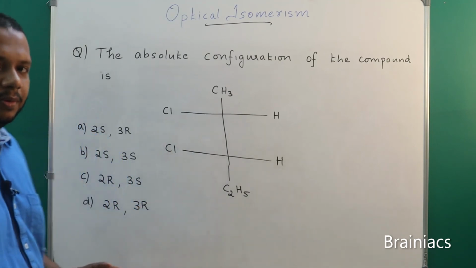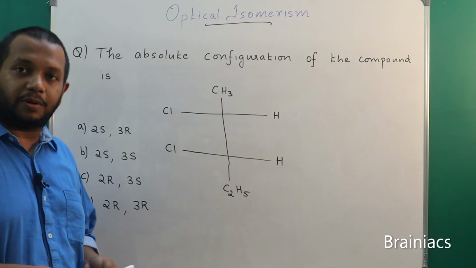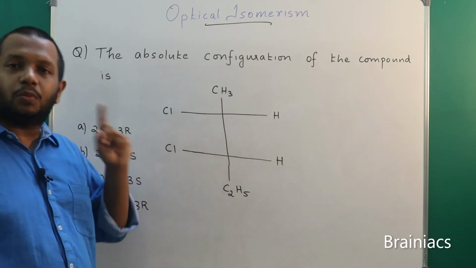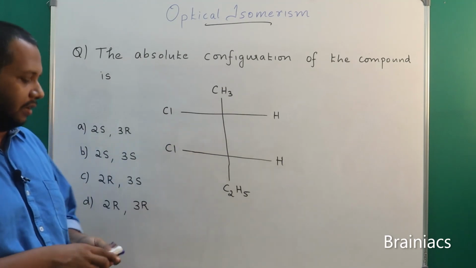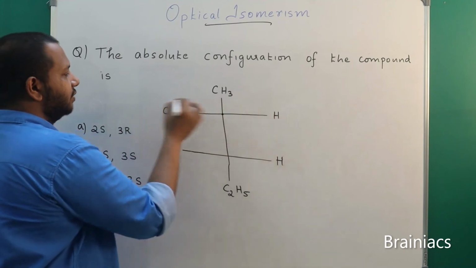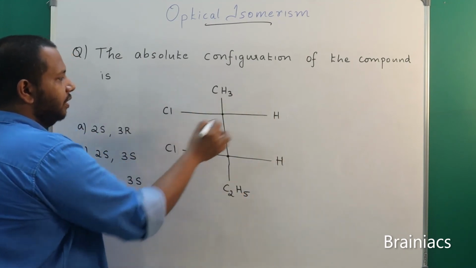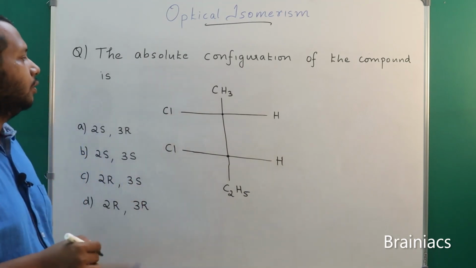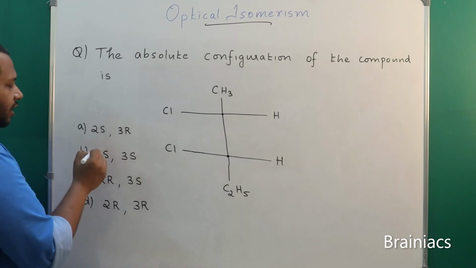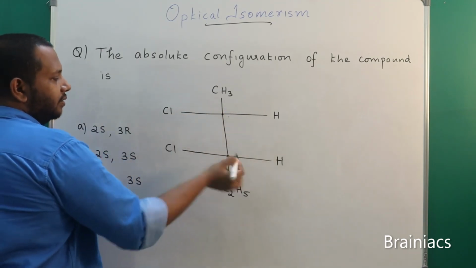Okay, so we have a new question in front of you. The absolute configuration of the compound is. This is a very important question as well. Here they have not given a compound with one chiral center, but two chiral centers. This is a chiral center because of CH3, H, Cl and a big group. And this is also a chiral center: H, C2H5, Cl and another big group. So two chiral centers. They have given the options as 2S3R, 2S3S. They want to identify whether this is S or R and this is S or R.